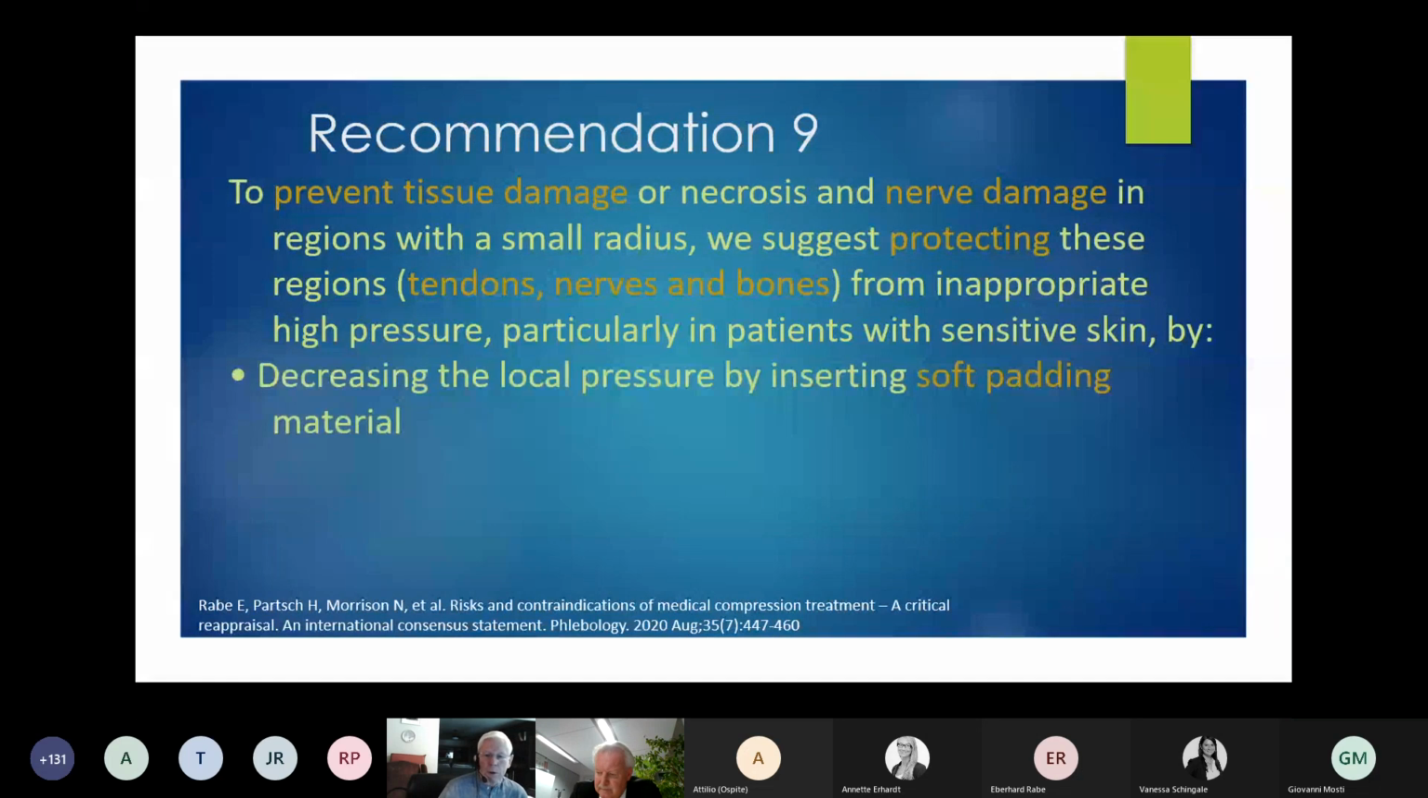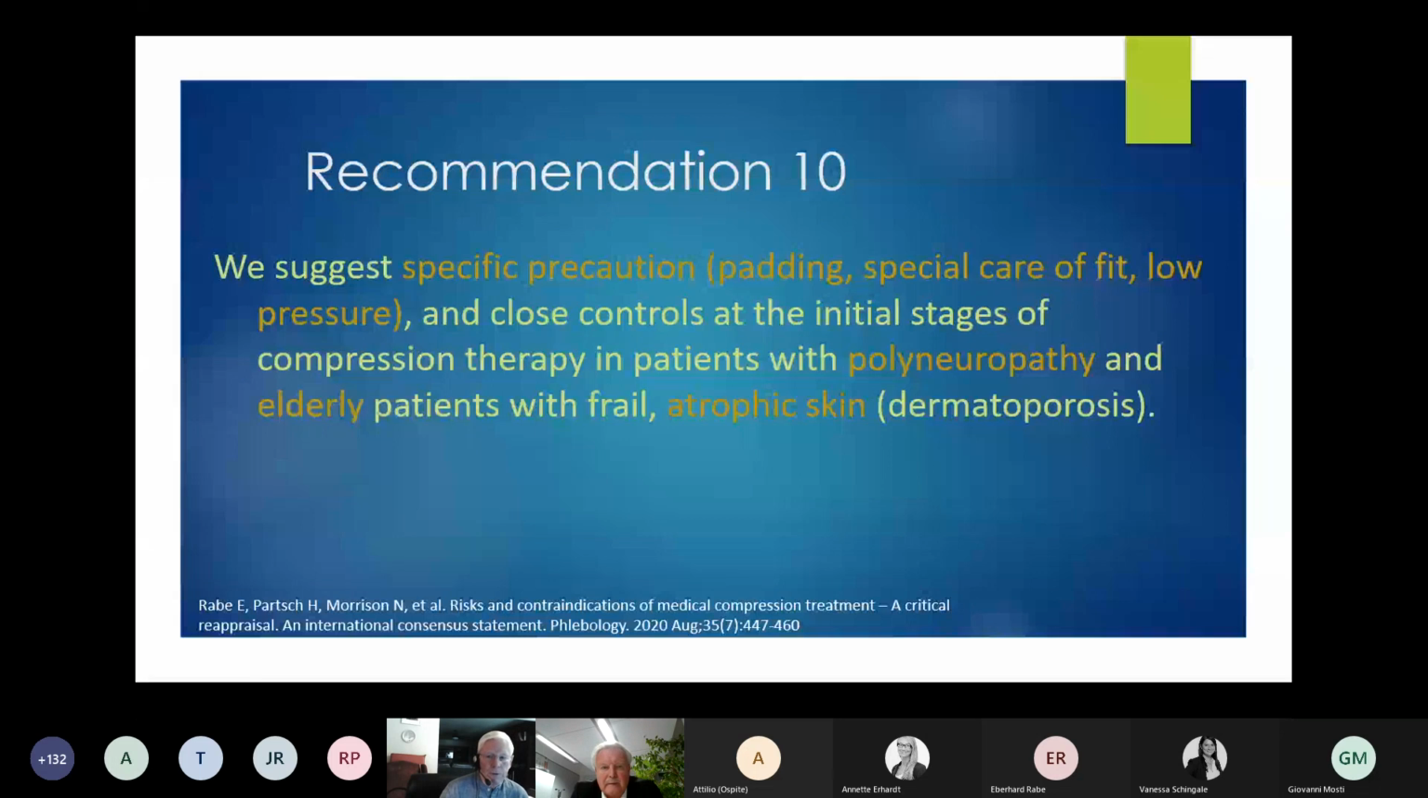By decreasing the local pressure, you can insert soft padding to diffuse the pressure. You can use a lower overall pressure. You can make sure that the compression devices are fitted properly. So, with specific precautions, padding and care of the fit and low pressures, we can be especially careful with those patients with polyneuropathy, or in the elderly, patients with atrophic skin, or even sometimes those anorectic patients.